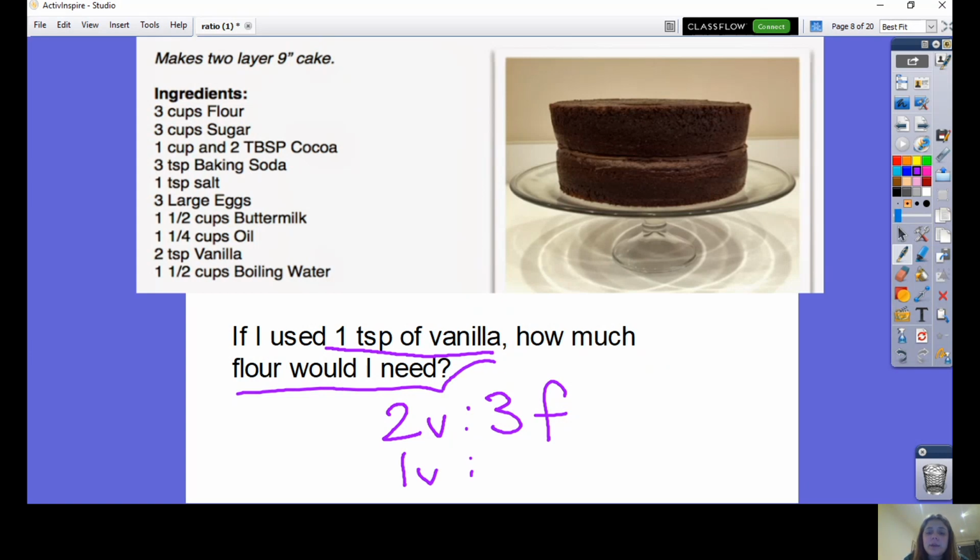Again, we can't easily get from 2 to 3, but we can easily get from 2 to 1. What do I do to 2 to turn it into 1? A little bit different from before, because in this one, we're getting smaller. We're going to divide by 2. Okay, so how much flour would I need? What's half of 3? Well done if you're thinking 1.5 cups of flour.